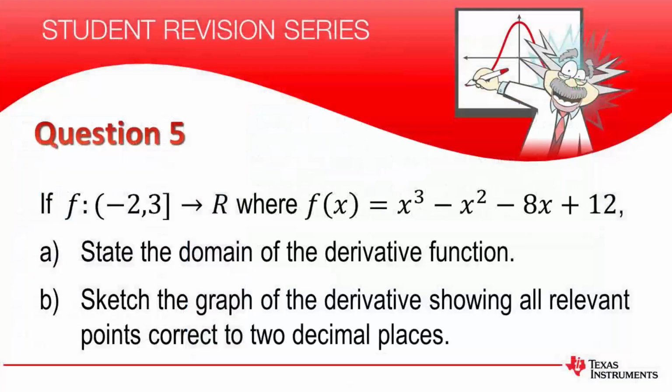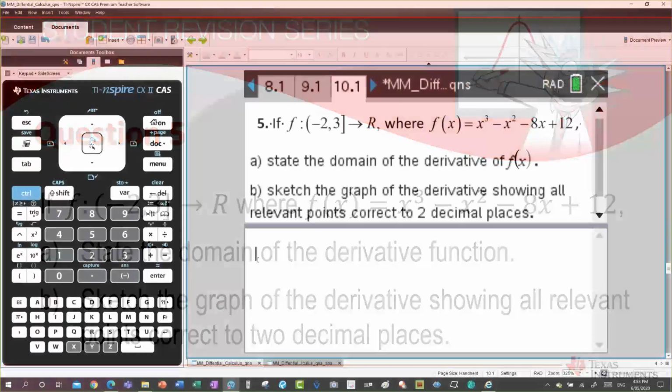Okay, the next question. If f is a restricted domain function from -2 to 3, and it's mapped onto real numbers where f of x equals x cubed minus x squared minus 8x plus 7, we've got to state the domain of the function. Okay, so let's just have a look at that. So we've got to define our function again.